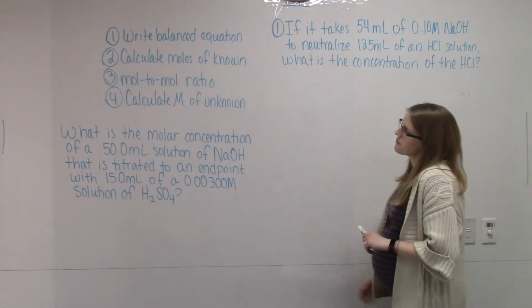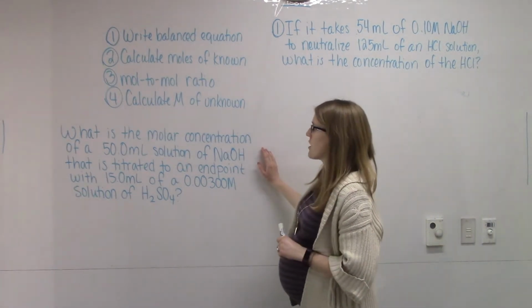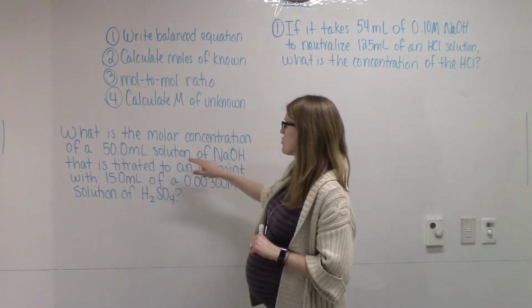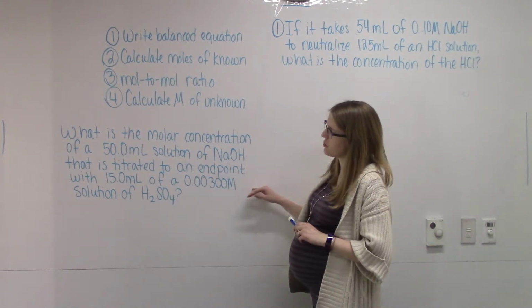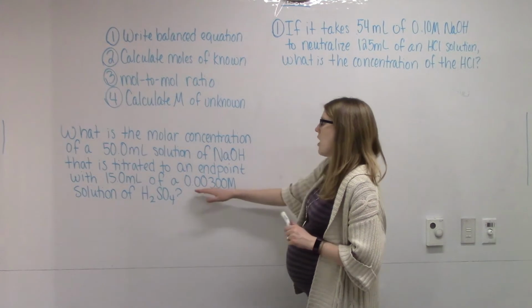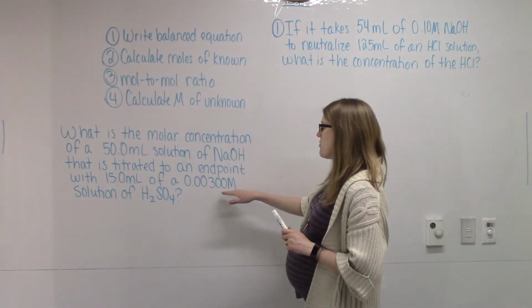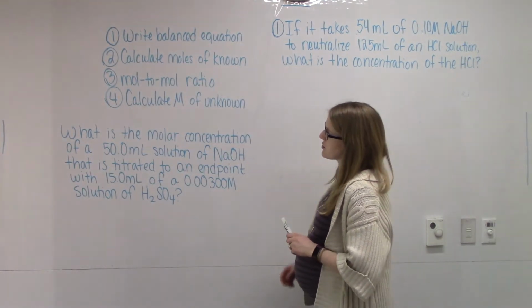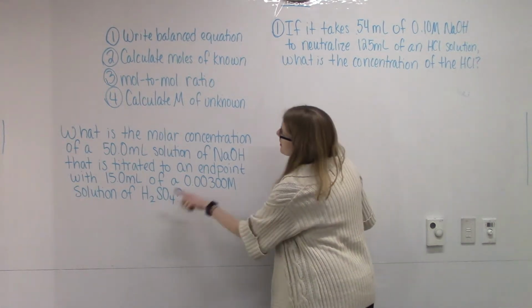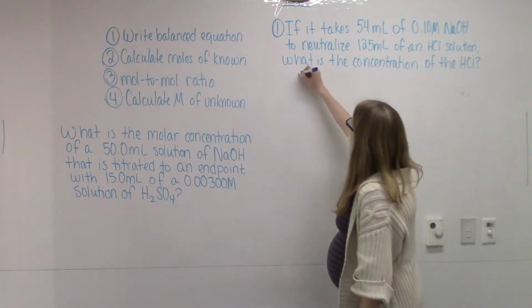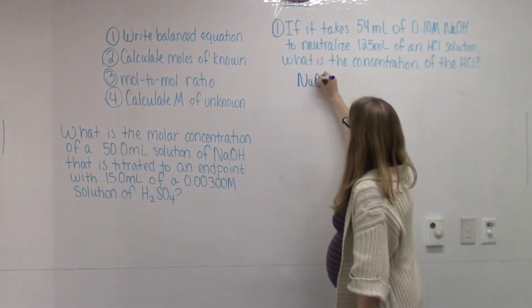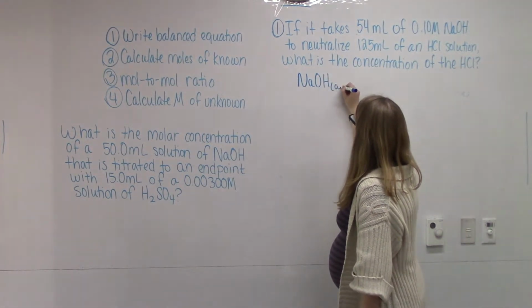Let's read this problem. What is the molar concentration of 50.0 mL solution of NaOH that is titrated to an endpoint with 15.0 mL of a 0.00300 molar solution of H2SO4? So here's our unknown. NaOH is our known. Let's write out our formula, our equation, because that's step 1.